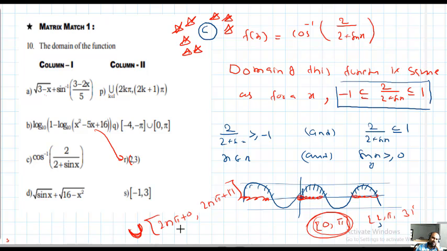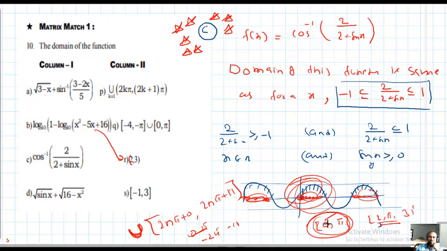Take n equal to 0, what you will get here? 0 and pi only, you will get this interval. Take n equal to 1, what you will get? 2 pi to 3 pi, this interval you will get. Take n equal to minus 1, minus 2 pi to minus pi, so this interval. Understood? That's why to generalize all these intervals, first of all you need to find the principal interval, that is 0 to pi.